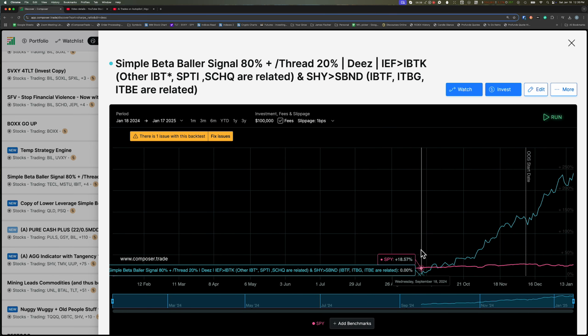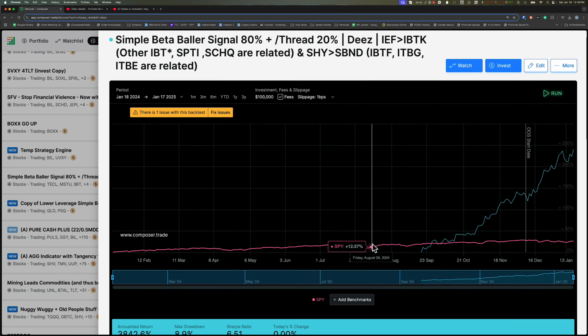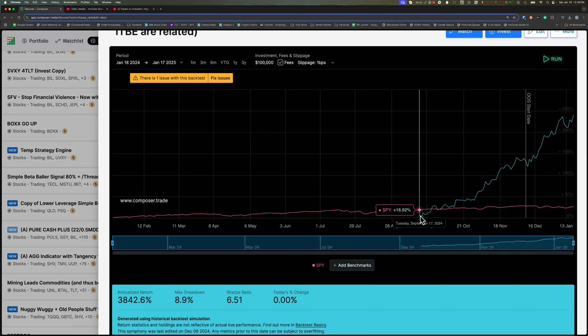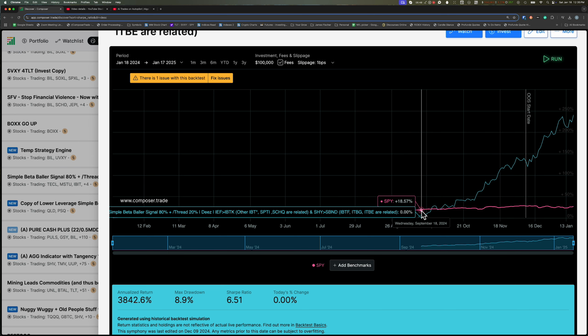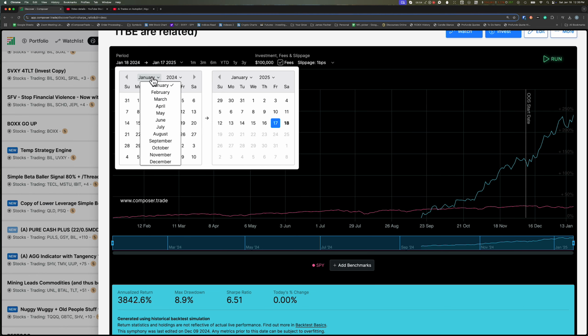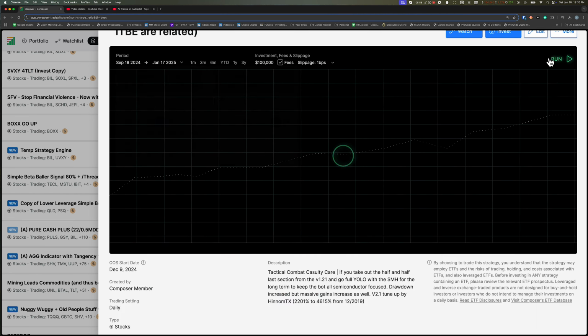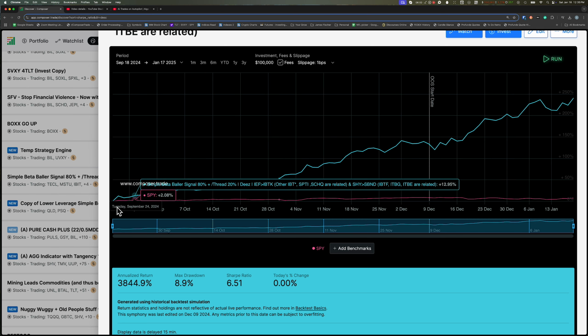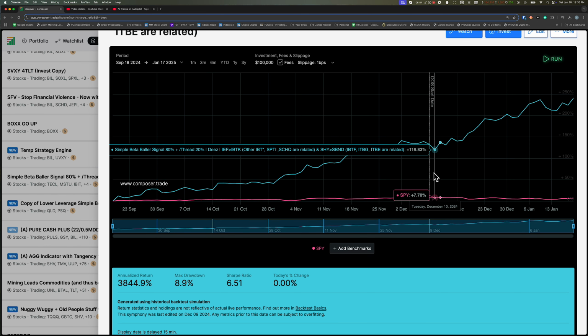Okay, so this looks like it's going straight up. You can see it doesn't run the entire time that the S&P does here. It starts right there. So what I'm going to do is take that date, September 18th. Let's go there, set that September 18th, and we'll run it. So now we're seeing both symbols performing over the same time.